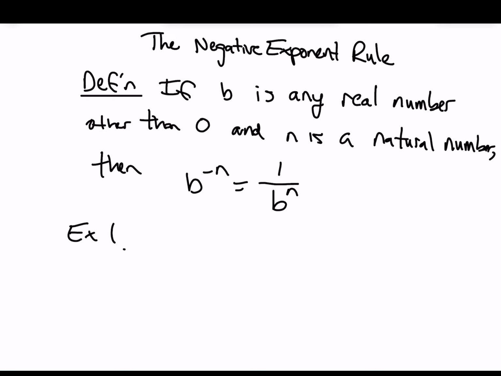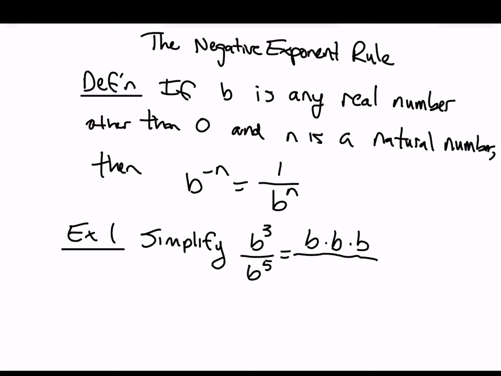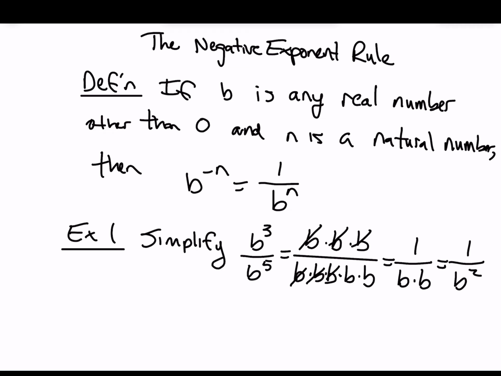Example 1. We want to simplify b to the third over b to the fifth. Well, what that means is that we have 3 factors of b in the numerator divided by 5 factors of b in the denominator. We can cancel out 3 of those and we're left with just 2 factors in the denominator, 1 over b times b, which is 1 over b squared.